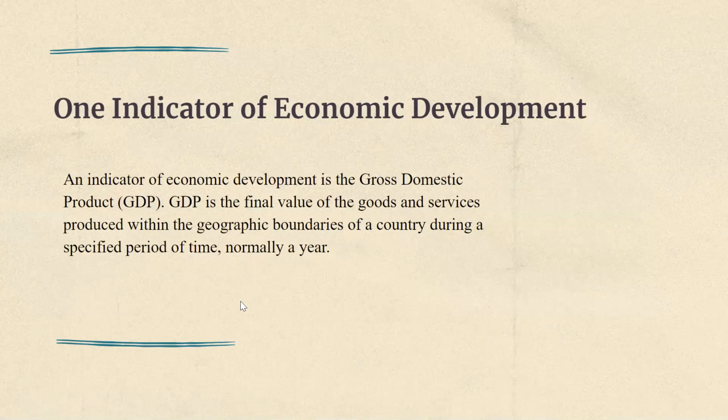One indicator of economic development. So an indicator of economic development is the gross domestic product, GDP. And the GDP is the final value of the goods and services produced within the geographic boundaries of a country during a specified period of time, normally a year.